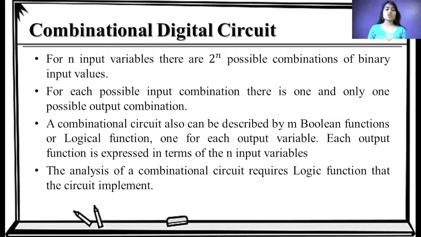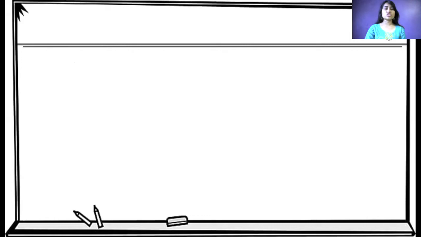The analysis of a combinational circuit requires the logic function that the circuit implements. So we require a logic function to represent the relation between output and input conditions, and using this logical function we can implement the combinational circuit using input conditions. So let's discuss what a logical function is.